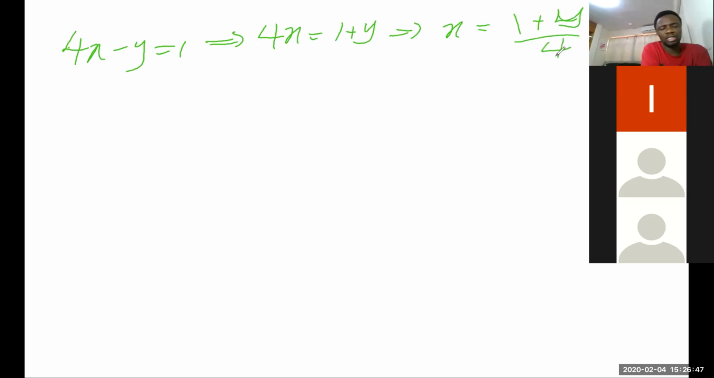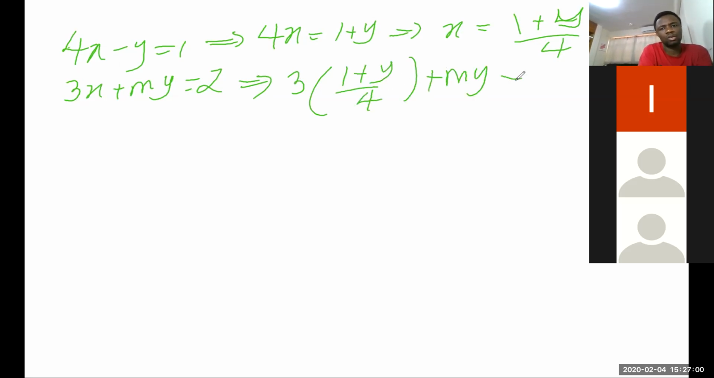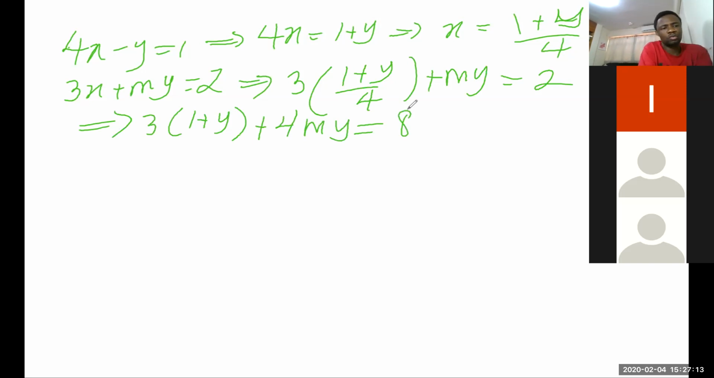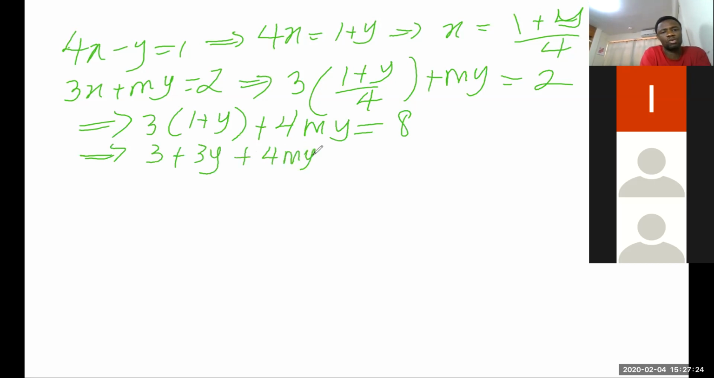Yes? So if you put that in the second equation, 3x plus my is equal to 2 will imply that 3 times 1 plus y divided by 4 plus my is equal to 2. Okay, and if I multiply all through by 4, 3 times 1 plus y plus 4my is equal to 8. Does that make sense so far? Please raise your hand or just signify. So that will be 3 plus 3y, thank you, plus 4my is equal to 8.